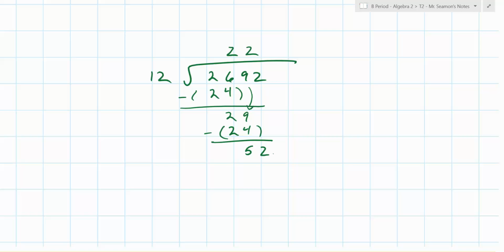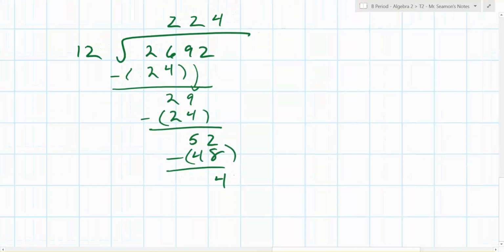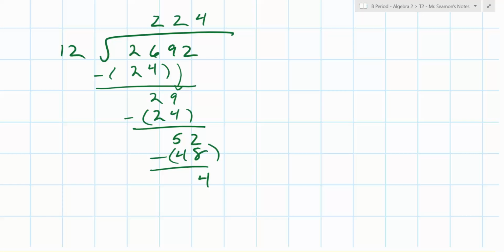How many times? 5. 12 times 5 is 60. Oh, 4 times. 4 times 12 is? 48. Now we subtract, and how do we know we're done at this point? Because that number is smaller than the number that you're dividing by. Correct. 4 is smaller than 12.